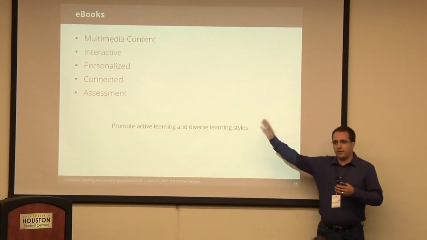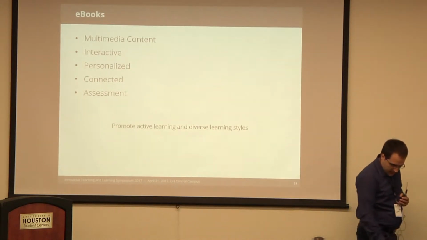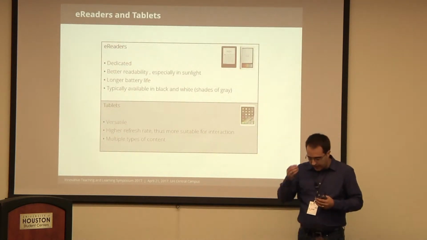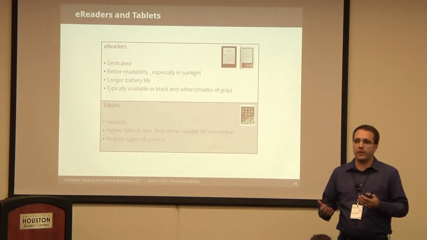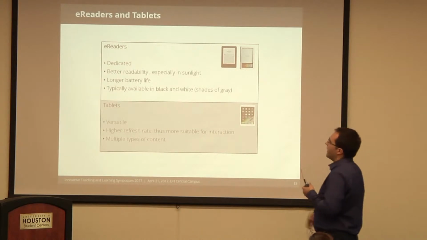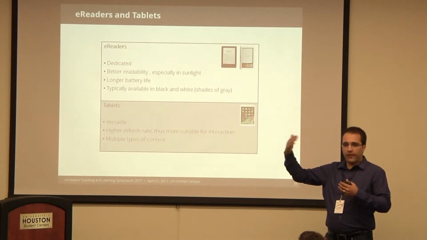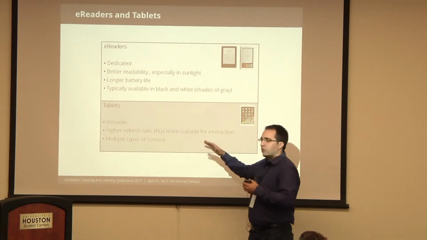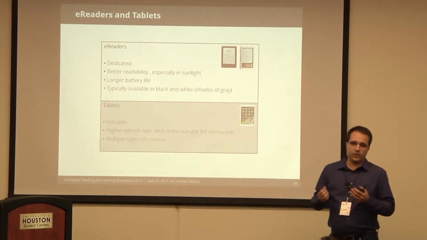So those are the 5 things that I'm going to take advantage of in my ebook, right? So what do we need? The first thing we need to be able to read an ebook is a reader or a device that can read ebooks. There are actually 2 types: the dedicated e-readers that can only do that, read an ebook, and devices that are more versatile, like tablets, like an iPad. They can do many more things, not just e-reading.